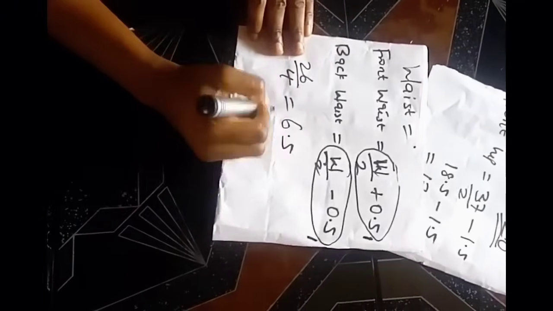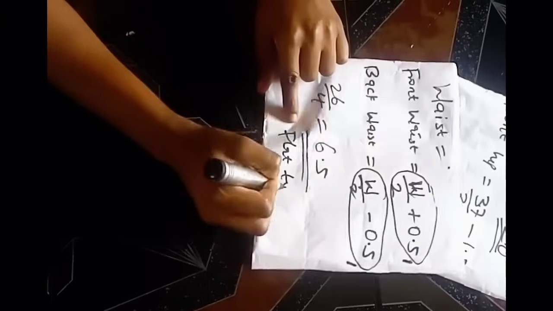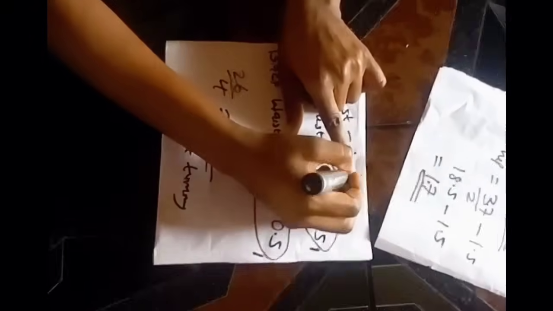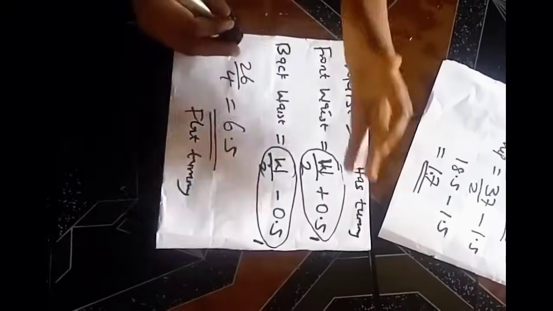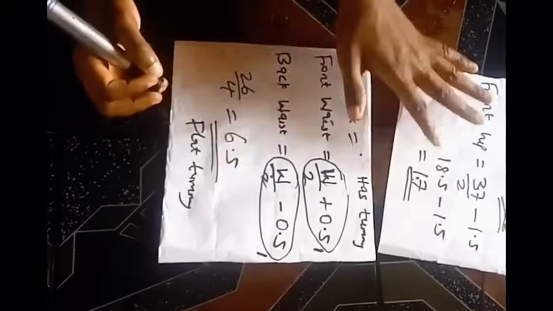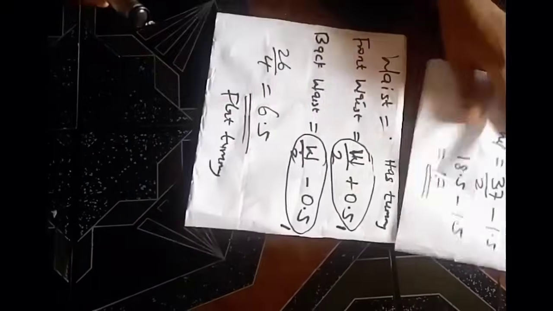For me, I'll be dividing my waist by 4, which is 26 divided by 4 will give me 6.5. But if you have a big tummy, you can consider removing 0.5 or 1 inch from your back waist and add to the front waist. That is if you have a very big tummy, and then you just use this formula and get it.